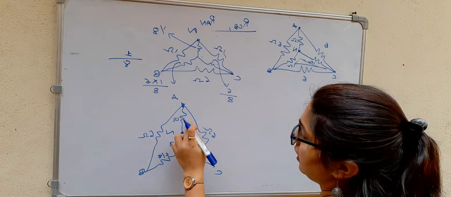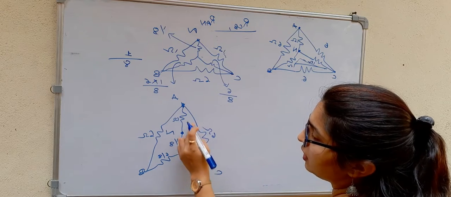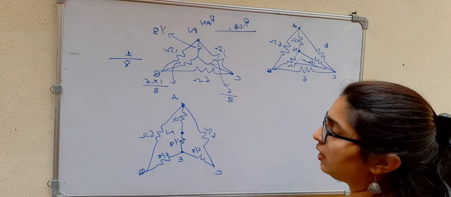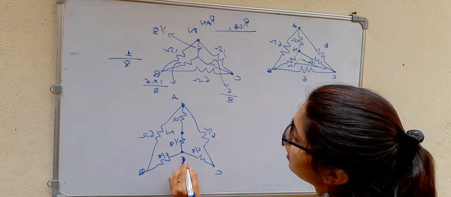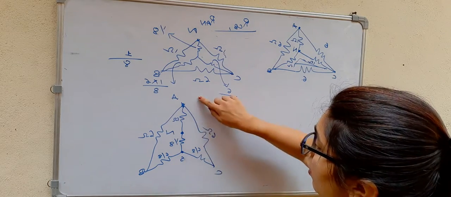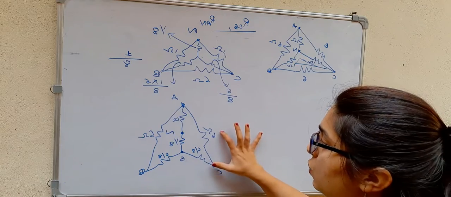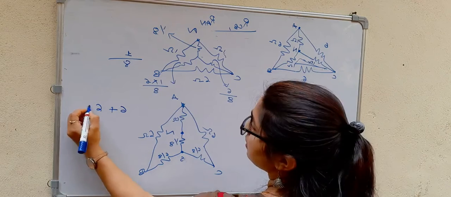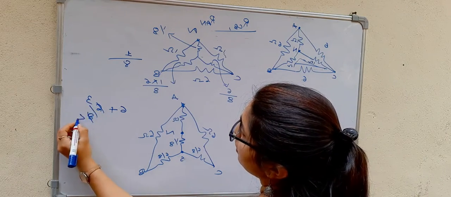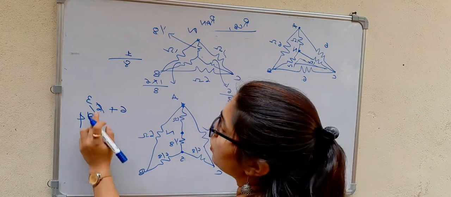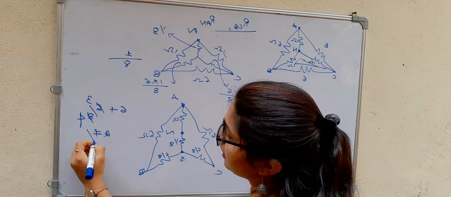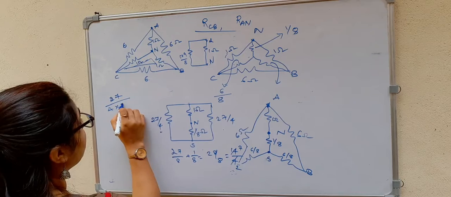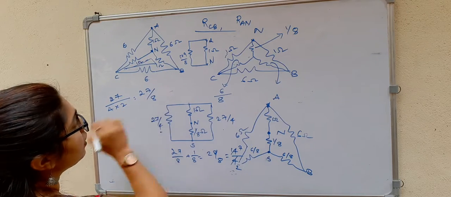Now we can see these two are in series, right? These two are in series. I'll consider this point as S, the star point. From A to S, we have these two in series and these two in series. So 6 plus 6 by 8, which can be simplified: 6 fours are 24 plus 3, 27. So these two are in parallel. That means the equivalent will be 27 divided by 8.